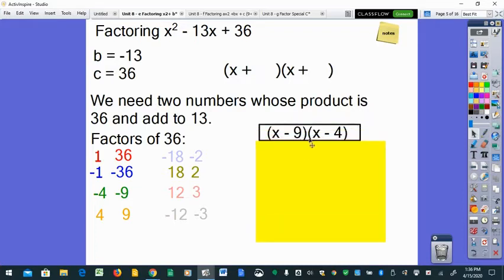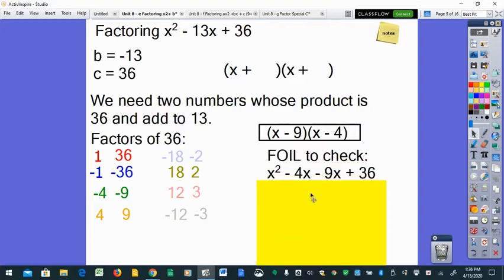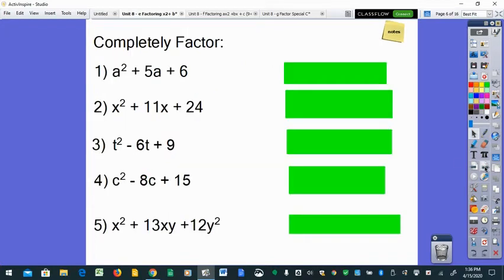And again, the order doesn't matter, whether you put the x minus 4 as the first binomial, or the x minus 9. FOIL it, I get x squared minus 4x minus 9x plus 36. And when I combine my like terms, sure enough, I get back what I started, and this is my answer. That is this quadratic trinomial factored. Your turn, guys. Pause the video and see if you can factor these 5 problems, and when you're set, turn it back on and let's see how you did.